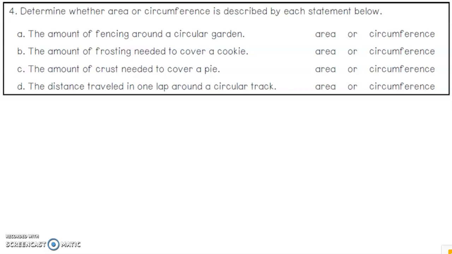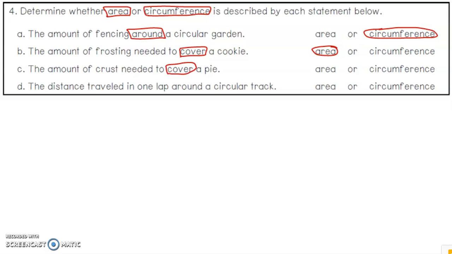So let's read some situations, make sure you can identify, am I finding area or am I finding circumference, right? Area is the amount covered, circumference is the distance around, okay? So I have fencing around a circular garden. That would be circumference because that's going around the outside. The amount of frosting needed to cover a cookie, coverage is area, okay? The amount of crust needed to cover a pie, again, coverage is area. And the distance traveled in one lap around a circular track. We're going around it this time. That's circumference.